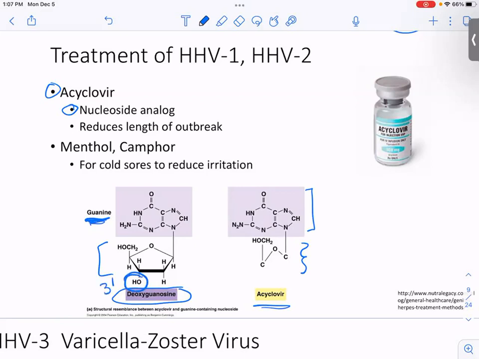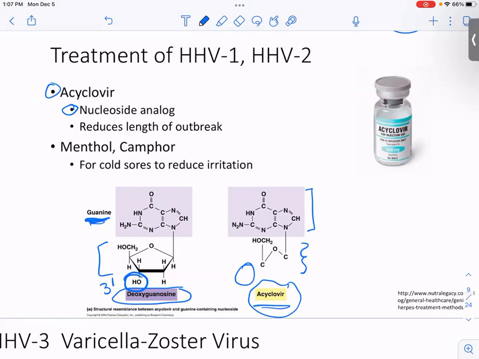So if the virus incorporates acyclovir instead of deoxyguanosine, then the chain is going to be terminated. You can't add any more nucleosides on there because it doesn't have that 3' hydroxyl group down here. So it's a way to kind of stop replication of the virus.